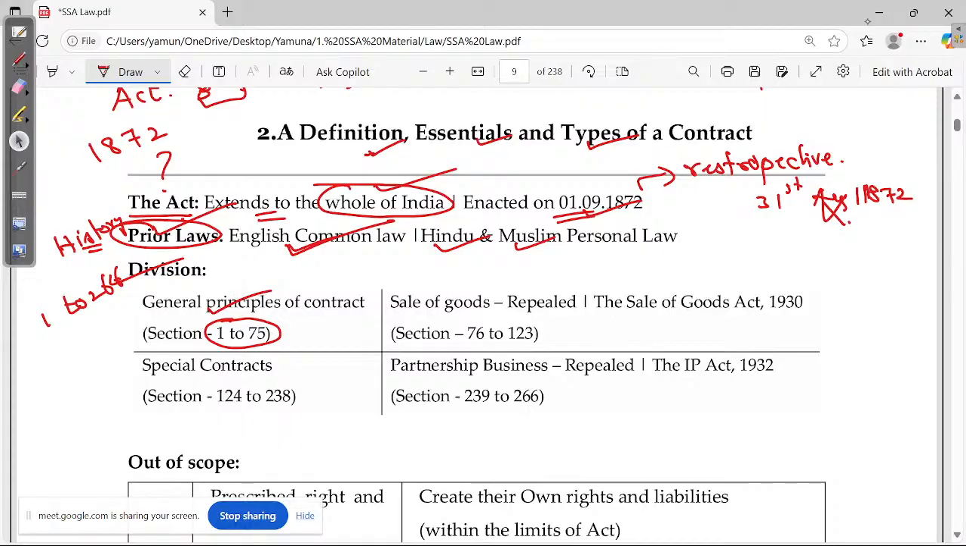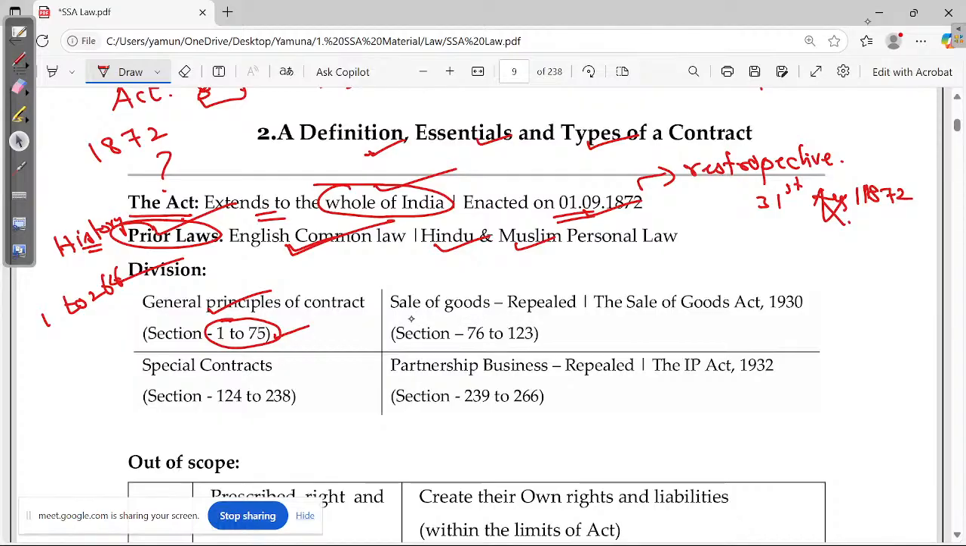Again, please try to remember, as I was discussing in the earlier class, 70 to 80% of the Indian Contract Act will be about how we discuss validity, all the 10 points. So sections 1 to 75 completely deal with general principles, which means for a contract to be a valid one, all the 10 points will be discussed.